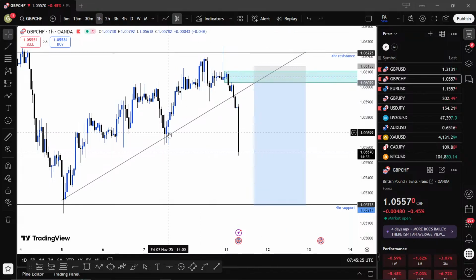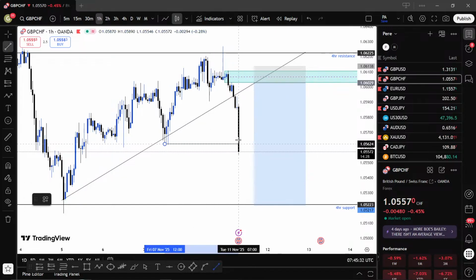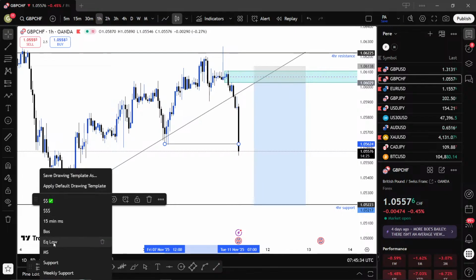As you can see, it has also swept this low, creating a market shift as well. So let me just draw it out for you. It has also swept out this low, creating a market shift.